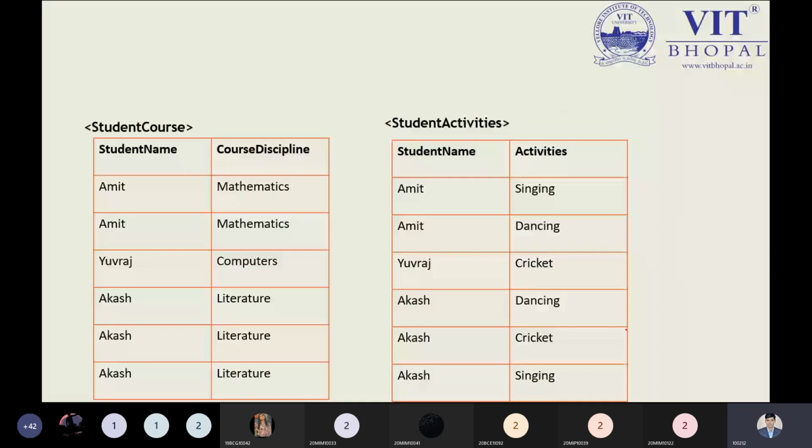Because it is violating the rule of the fourth norm. And what is the fourth norm? I will tell you, but before that, let's understand the multi-value dependencies. So course discipline we can make in a different way, and student activities we can make in a group.